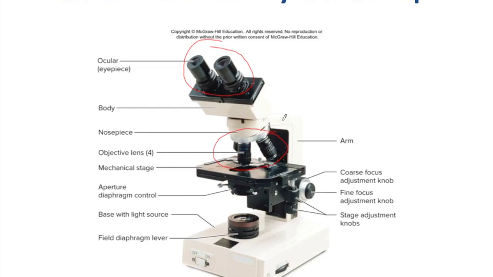This is the arm. This is the stage. The stage is used to support the slide. Slides are the glass slides that we can put the samples on. Then this is the coarse adjustment knob, and this is the fine adjustment knob. This is the light bulb. The light bulb generates the light source, letting us visualize the samples.